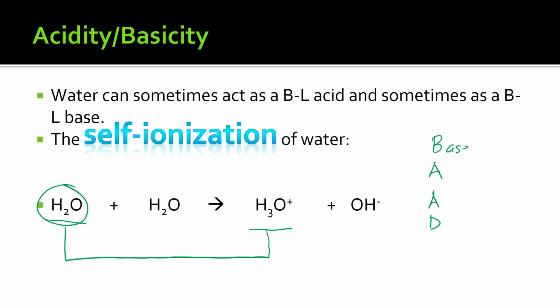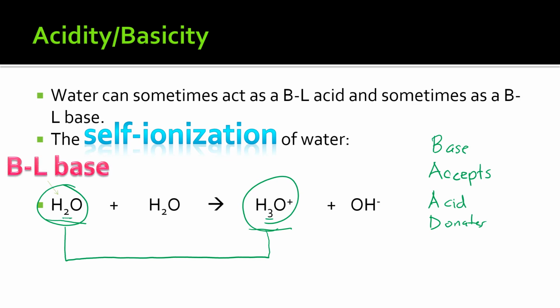So a base accepts the proton, or the hydrogen, and then the acid donates or gives away a hydrogen. So I know that since there is a 3 here, it gained 1. The original number was 2, it gained 1. This is my Bronsted-Lowry base.